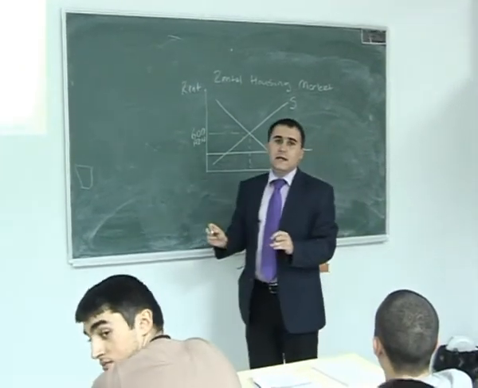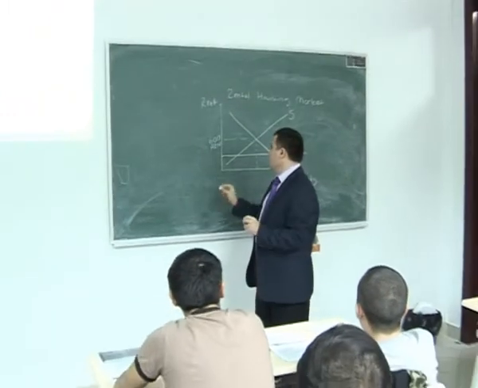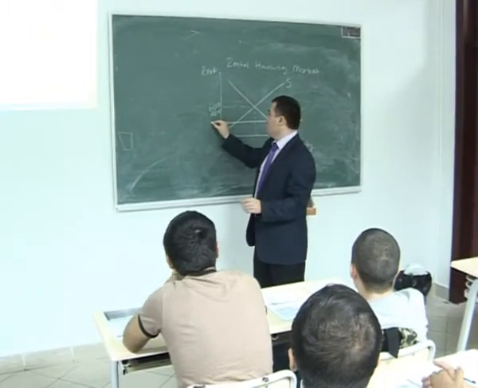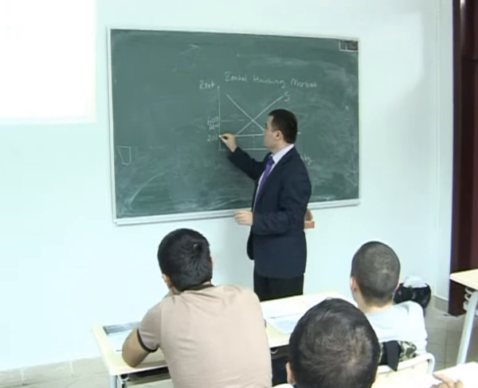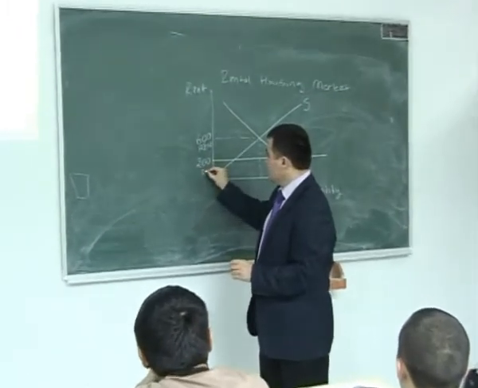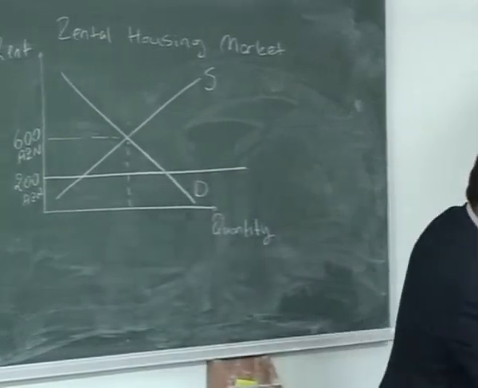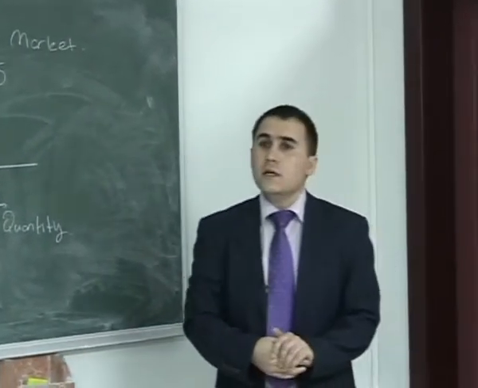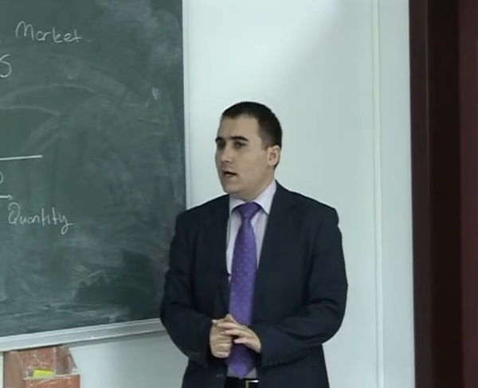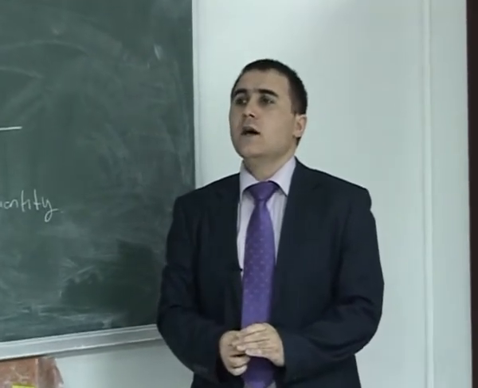So, they say that it's supposed to be, for example, 200. Government regulation sets a price ceiling. And they say that 600 is unfair.